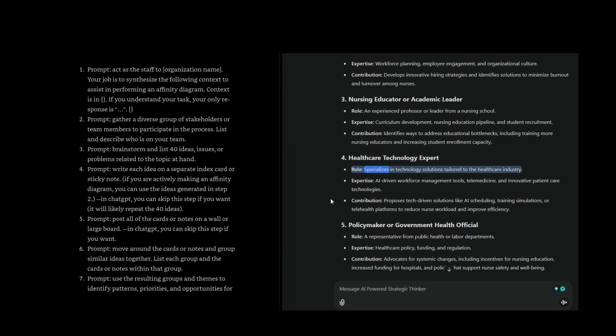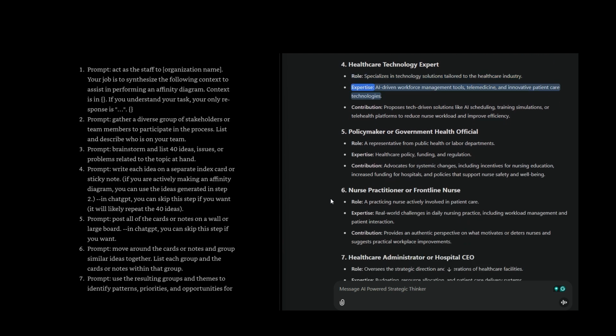4. Role: specializes in technology solutions tailored to the healthcare industry. Expertise: AI-driven workforce management tools, telemedicine, and innovative patient care technologies. Contribution: proposes tech-driven solutions like AI scheduling, training simulations, or telehealth platforms to reduce nurse workload and improve efficiency.